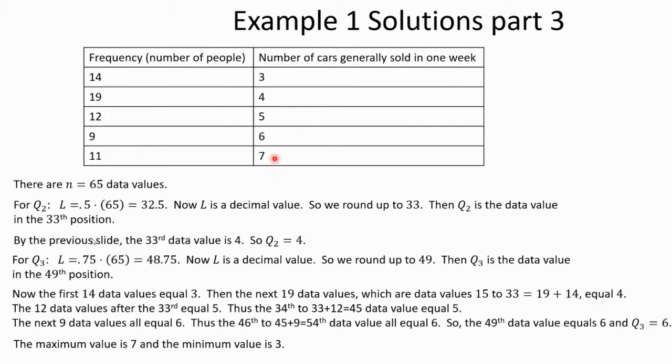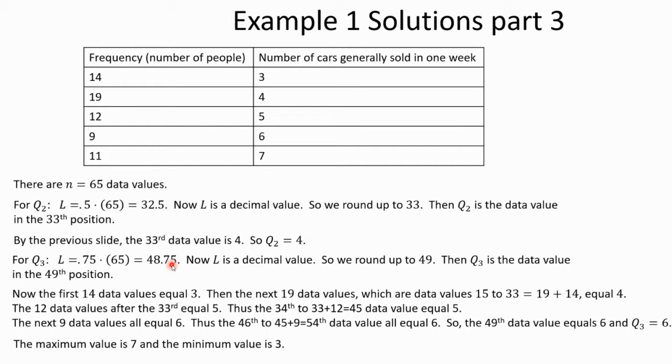Okay. Now, for Q3, we have L is 0.75 times 65, okay? Which is 48.75, right? Again, this is how you get the third quartile. So this, of course, rounding would be 49. You always round up. So the data value in the 49th position is the third quartile.